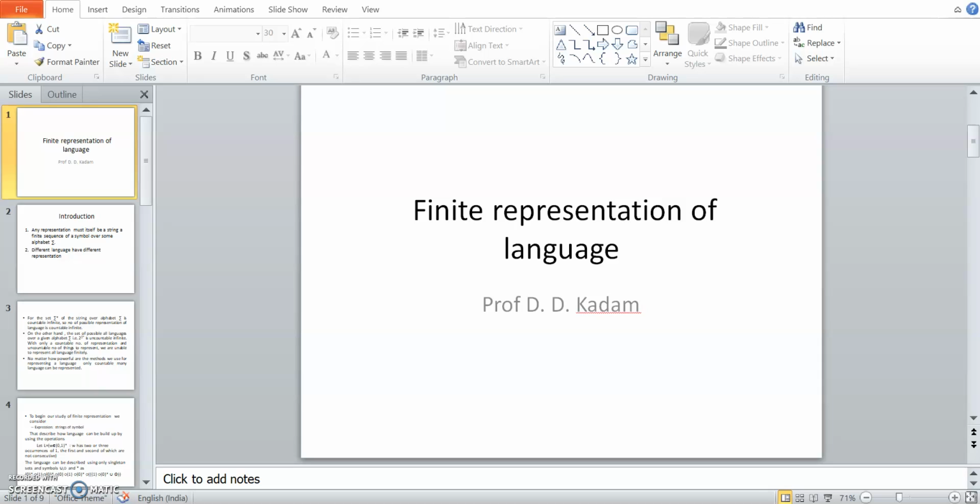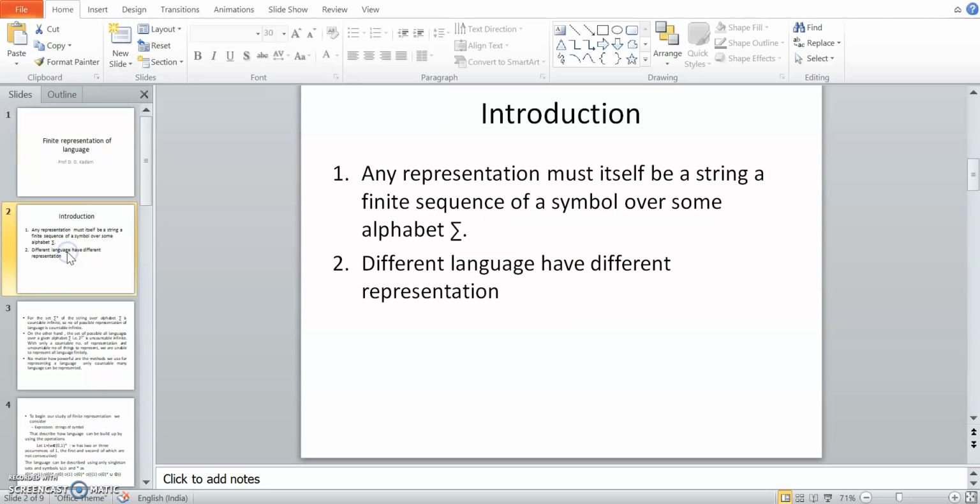Today we'll see finite representation of a language. What is a representation of a language? How can a language be represented? Any representation must itself be a string, that is a finite sequence of symbols over a given alphabet set sigma. There are different languages and they have different representations as well. That means every language has its own representation.